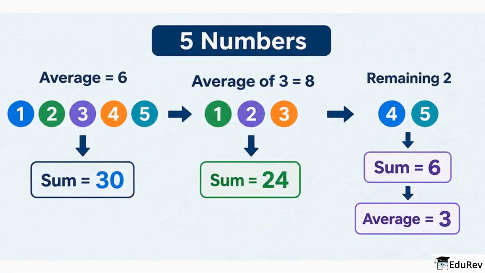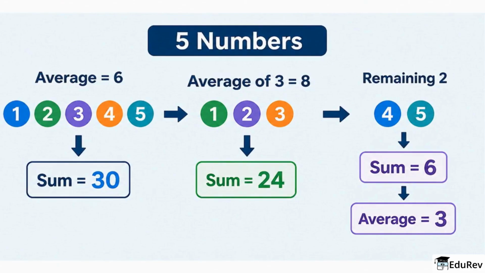Question number 5 says, the average of 5 numbers is 6, so their sum is 30. The average of 3 of them is 8, so their sum is 24. The remaining 2 have sum 6 and their average is 6 divided by 2, which is 3.